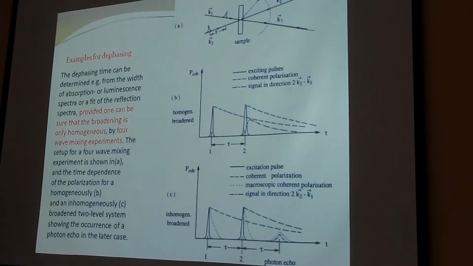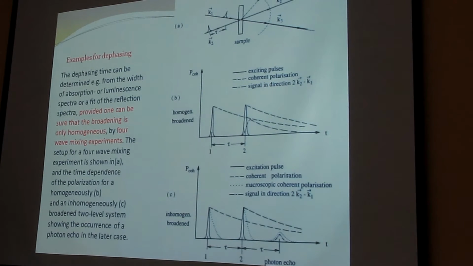Now, if this transition is really homogeneously broadened, you have the situation that the first pulse comes and produces a polarization which decays, the second pulse comes and produces a polarization which decays and which interferes with the leftover. You get a diffracted intensity which goes maybe like the product of the two. And if you vary the time delay between the two pulses and measure the decay of the diffractive order, you can deduce the phase relaxation time.